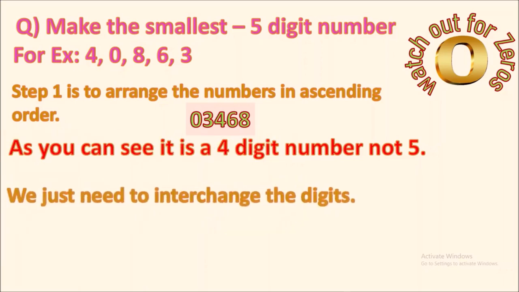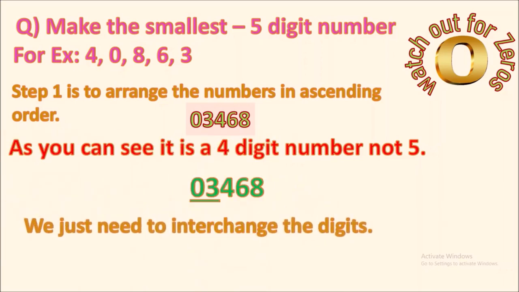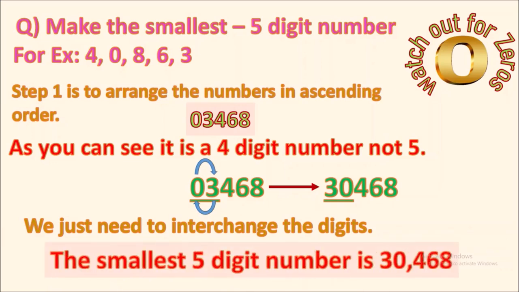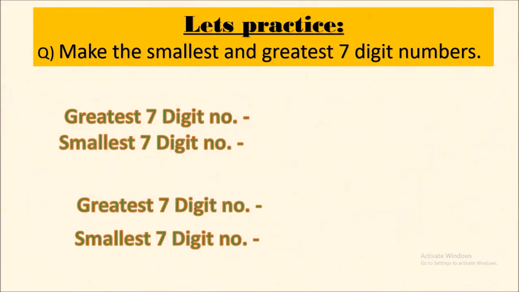So what do we need to do? We just need to interchange the digits. Now we have 03468. Just bring the 0 to the second place and 3 to the first place. Just interchange. So now we have the number 30,468. That's the answer. The smallest 5-digit number is 30,468.